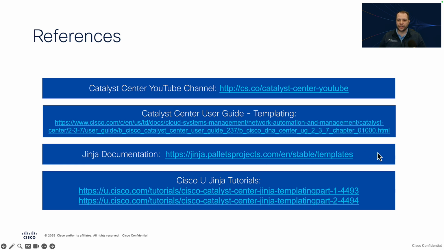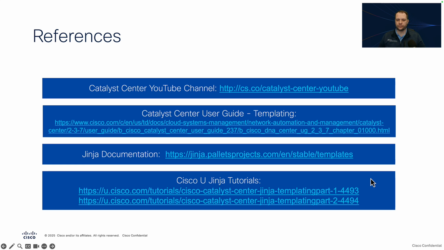The next is the online documentation for the Jinja templating language, and this contains all of the information about the options available in it. Just know that not every option that is programmed into Jinja is available and works in Catalyst Center. So there are some basic things that do work, but there are other advanced things that do not work.